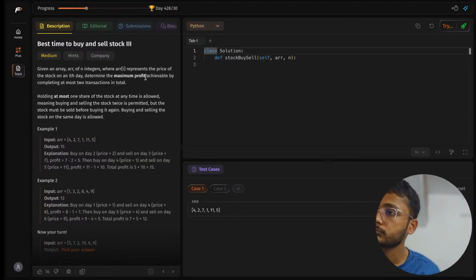So in the last one you were allowed multiple transactions. Here they are allowing you two transactions only. Total number of transactions two. You can buy and sell twice only.